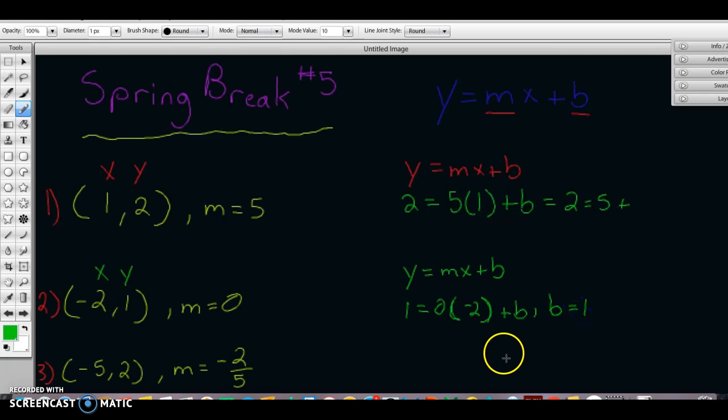Okay. And now you rewrite your equation in slope-intercept form. y equals mx plus b. y equals m, which is 0, times x plus 1. Remember, m is 0 and b is 1. That's what we found here. But anything times 0 is 0, so this is going to go away. So our equation is actually going to be y equals 1. All right. Let's do number 3 now.